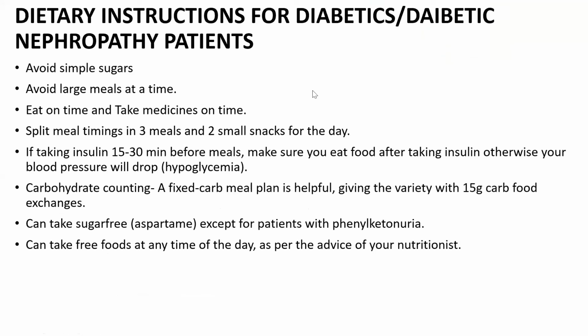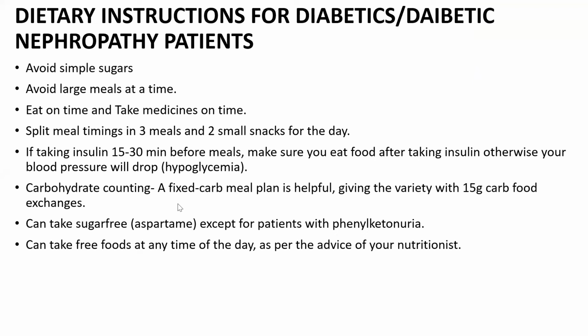Now, dietary instructions for diabetic nephropathy patients or for diabetics: avoid simple sugars, avoid large meals at a time, eat on time and take medicines on time, split meals into 3 meals and 2 small snacks for the day. If taking insulin 15 to 30 minutes before meals, make sure you eat food after taking insulin, otherwise the blood sugar level will drop, that is hypoglycemia can happen.